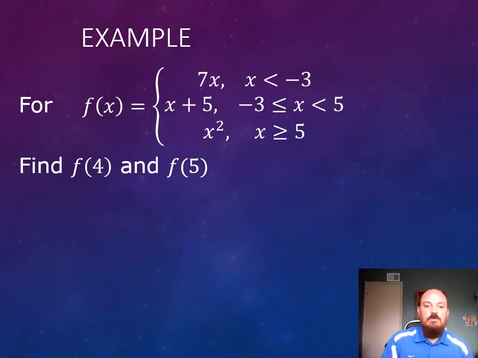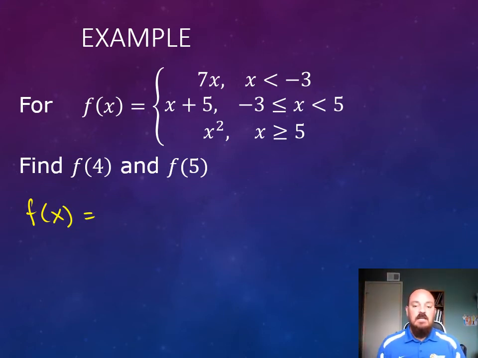And we'll do f of 4 first. So I'm going to write f of x equals just like I did last time, because the first thing I have to do is pick the right equation. Am I going to use the 7x, the x plus 5, or the x squared? So I look over here at my choices and I say my number right here is 4. My first choice, is 4 less than negative 3? No, it's not. So I'm not using the first equation.